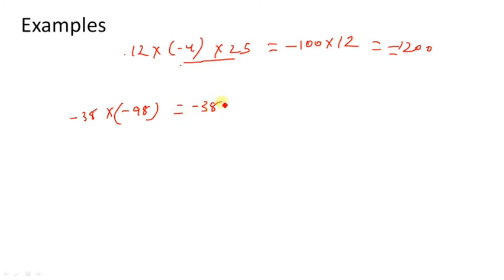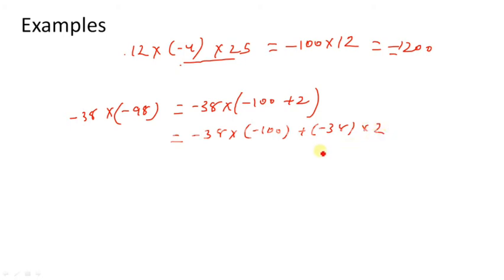We have minus 98, which can be written as minus 100 plus 2. Right? Minus 38 into minus 100 plus 2. Now the distributive property will be applied here: minus 38 into minus 100 plus minus 38 into 2.